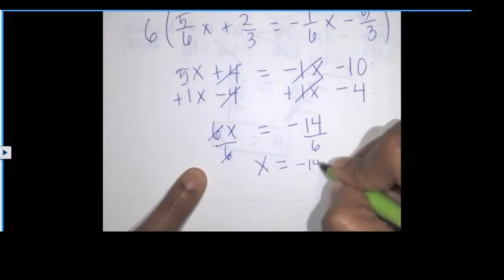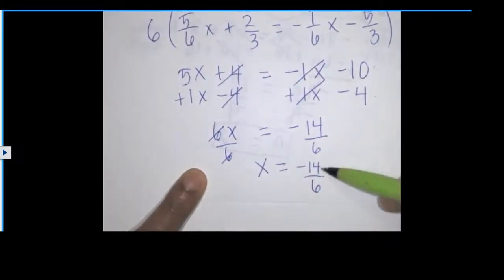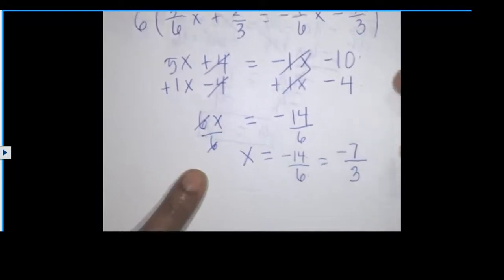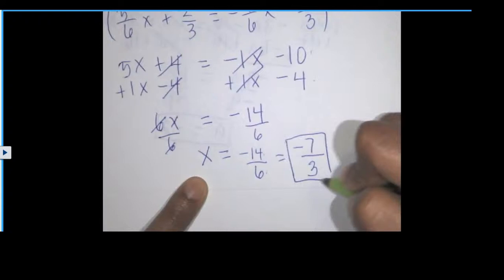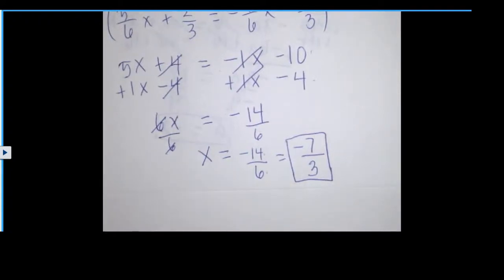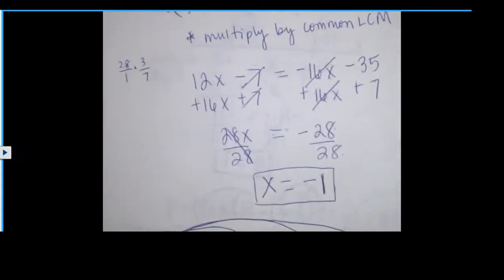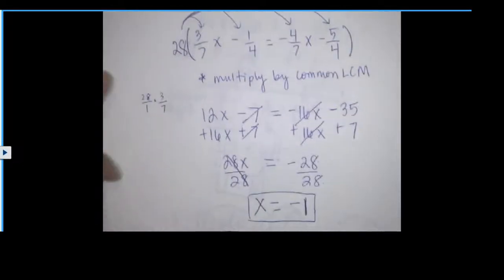So we have -14 over 6. These are both divisible by 2, so we would get -7 over 3. And that's the answer right there. Okay, -7/3 is our x. All right, so that should be pretty good for fractions. I hope that you can tell how to identify the LCM.